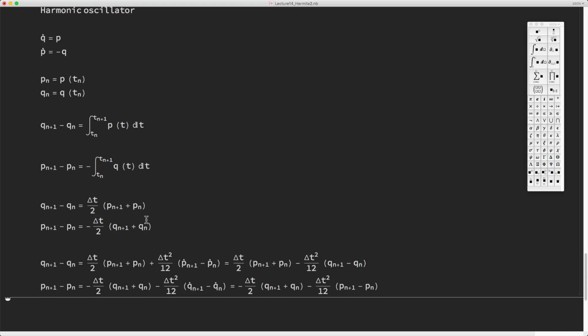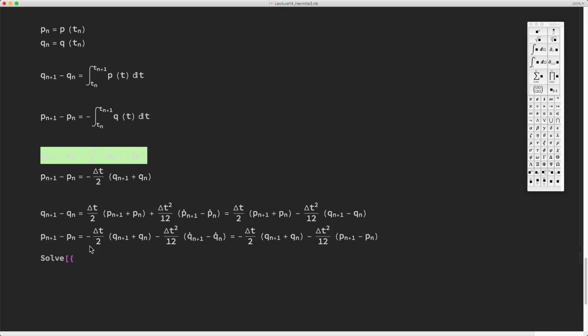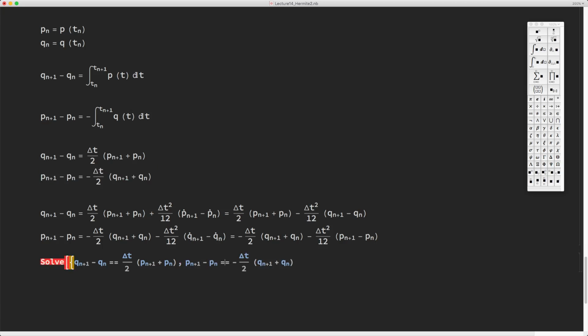However, in this case, our system is linear, so we're going to take advantage of that, and we can solve these equations analytically. So let's use the solve command, and then the first equation. If we're using the trapezoidal rule, that would be equals, and then the second expression, and equals, because this is an equation.